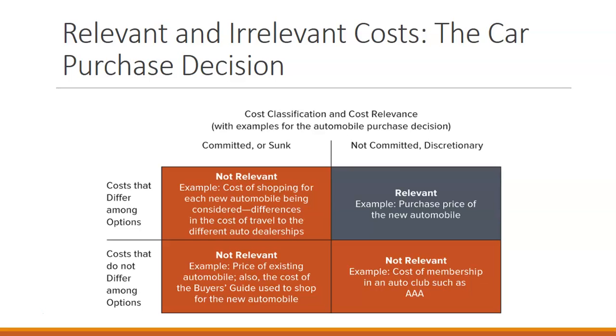What is relevant is the purchase price of the new automobile. If we have costs that don't differ among options, those costs are not relevant. So if I would pay the same cost regardless of what decision I make, then those costs are not relevant to my decision. So what are relevant are the costs that are different between the two decisions.